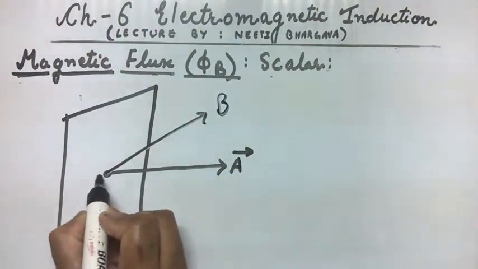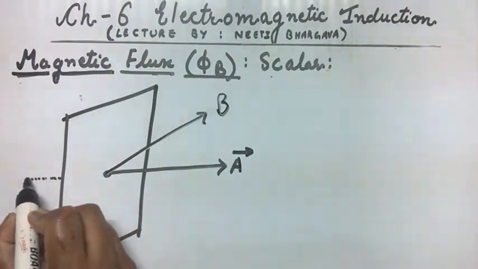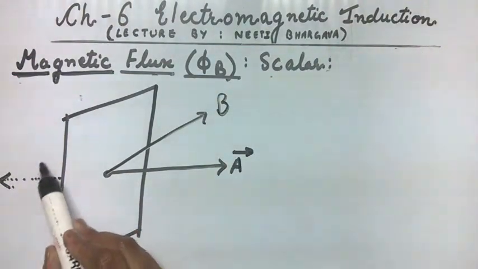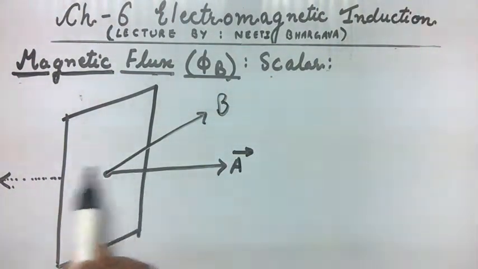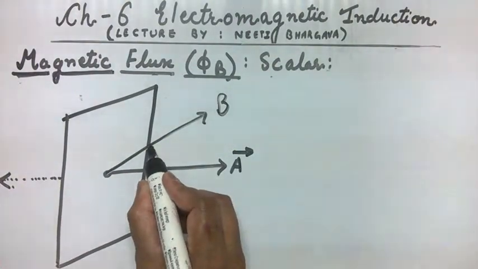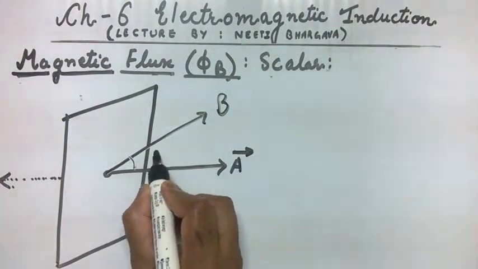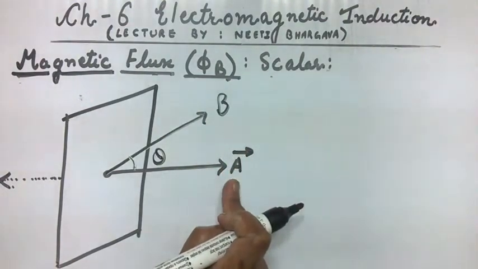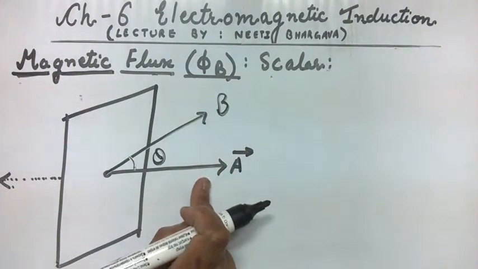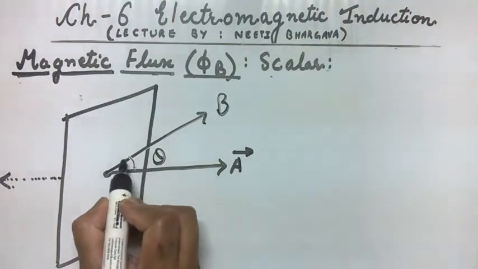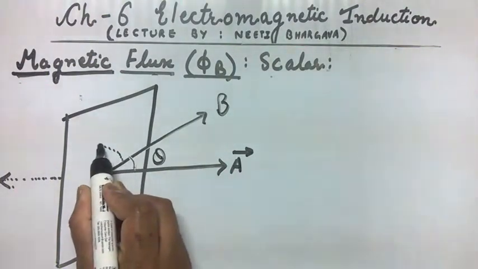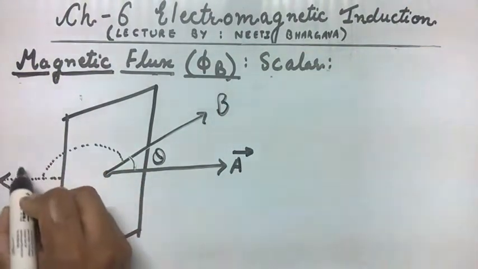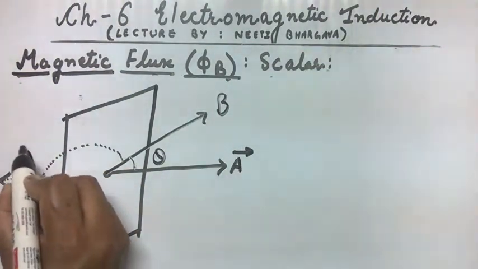And let us suppose this is the inward flux which is at 180 degree with the outward flux, and the magnetic field is making an angle theta with area vector, that is with outward flux. Thus the magnetic field will make an angle 180 degree minus theta with inward flux.